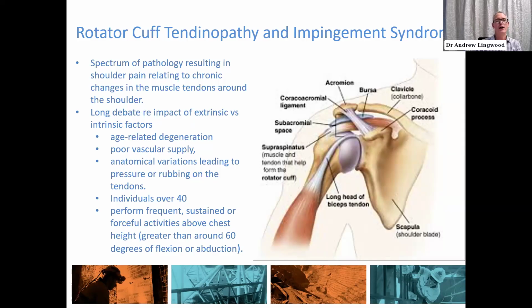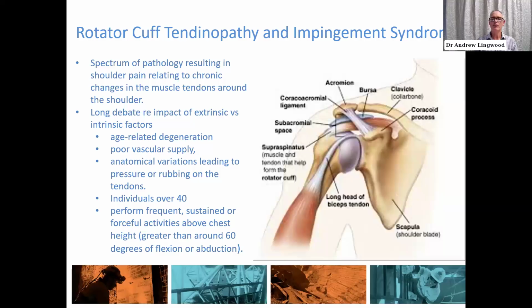You can see there that there's been a long debate regarding the importance of extrinsic factors as opposed to intrinsic factors. Intrinsic factors relate to things like age-related degeneration, poor vascular supply to the tendon, variance in that anatomy, so that if this acromion process tilts down further and makes that space narrower, you're going to get more rubbing on those tendons there. Everything wears out as we get a bit older as well.